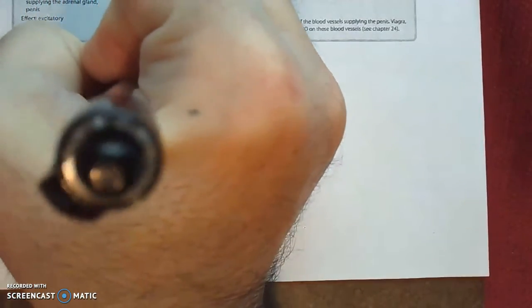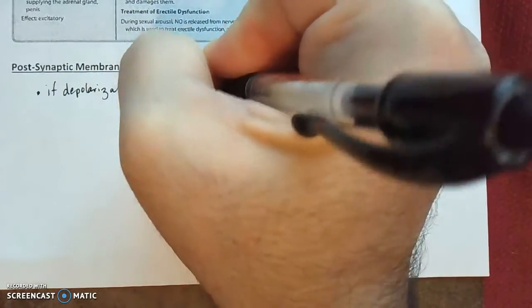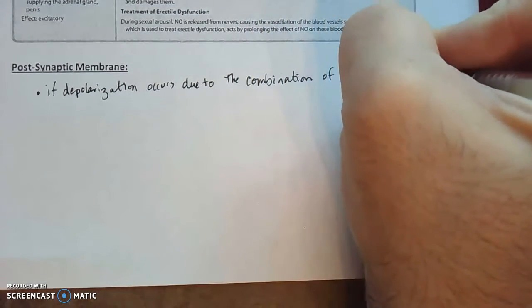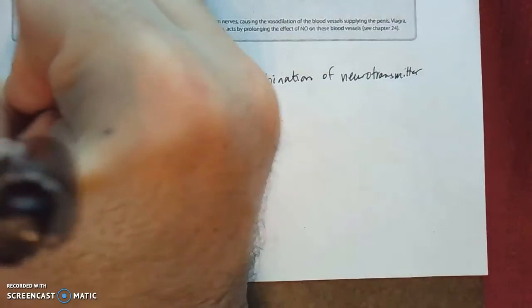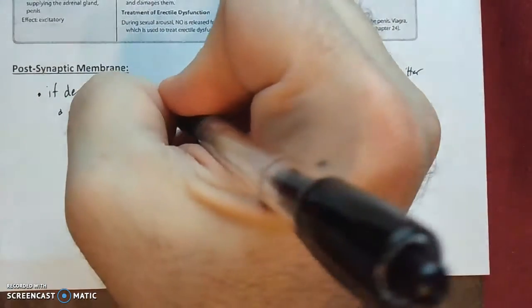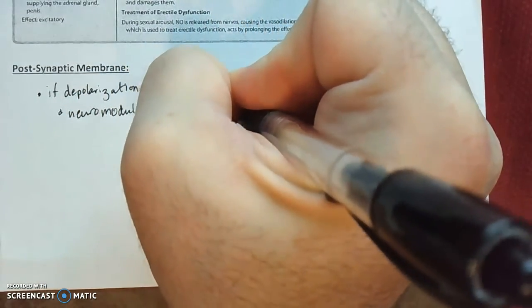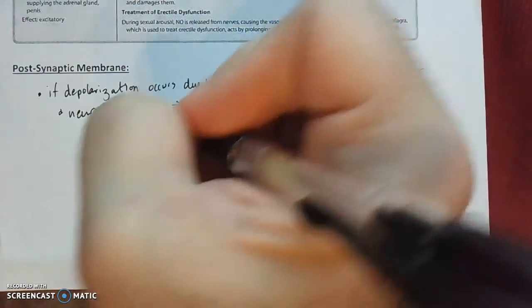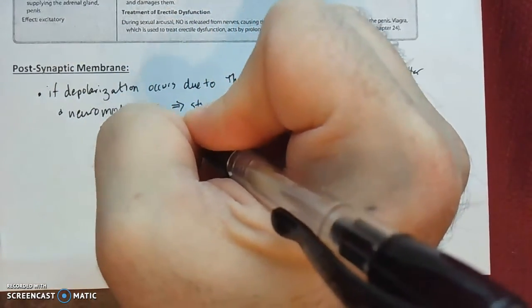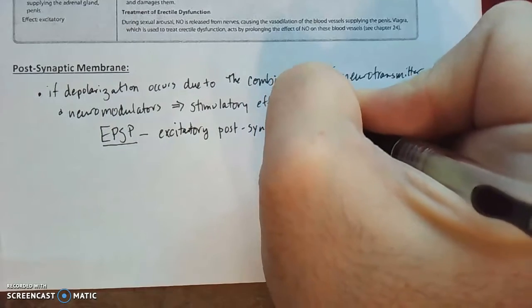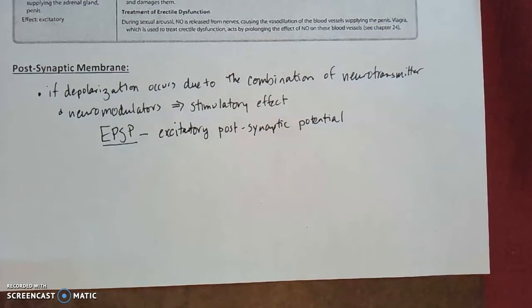So if depolarization occurs due to the combination of neurotransmitters and neuromodulators that are released, then we have what is called a stimulatory effect, which is abbreviated as an EPSP, and that stands for an excitatory postsynaptic potential. So it's excitatory, it causes something to occur.